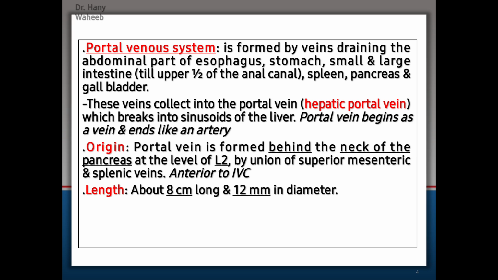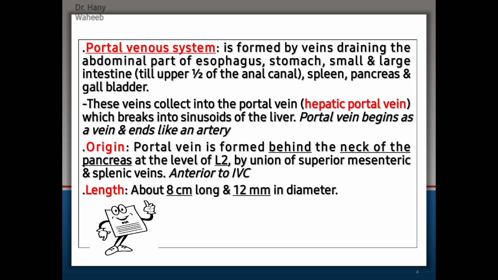Length of the portal vein. The portal vein is about 8 cm in length and 12 mm in diameter. This is very important. In case of portal hypertension, the case could be diagnosed by measuring the diameter of the portal vein in abdominal sonography. If the diameter is more than 12 mm, it is a sign of portal hypertension. So the normal measures of the portal vein are 8 cm in length and 12 mm in diameter.